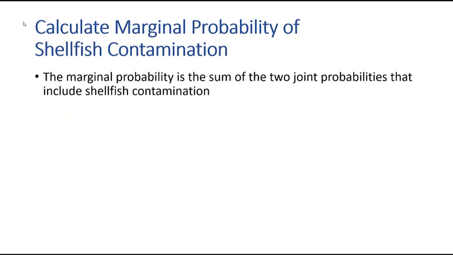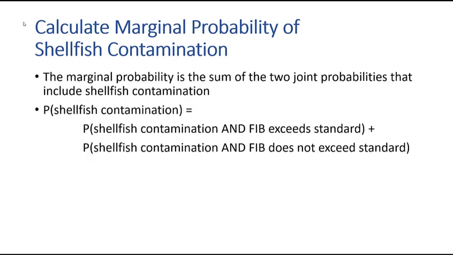The marginal probability is the sum of the two joint probabilities that include shellfish contamination. So the probability of shellfish contamination equals the probability of shellfish contamination and FIB exceeds the standard, plus the probability of shellfish contamination and FIB does not exceed the standard. Right? It is the sum of the two joints that both contain shellfish contamination.